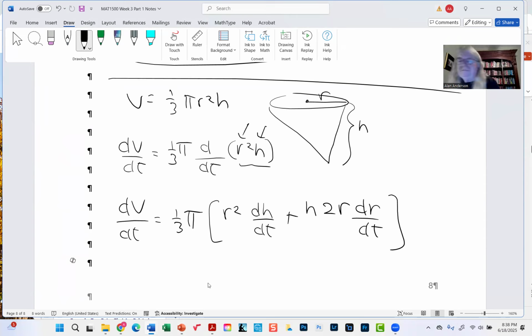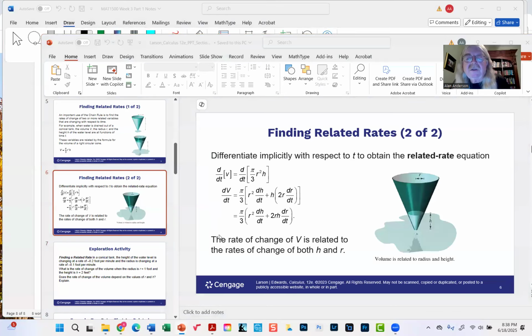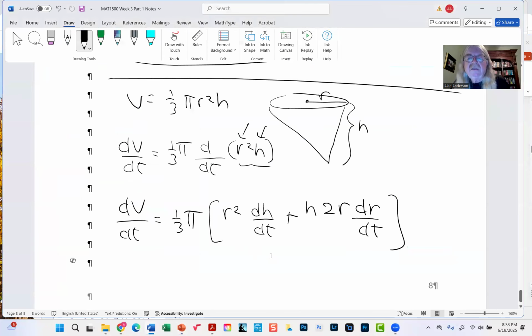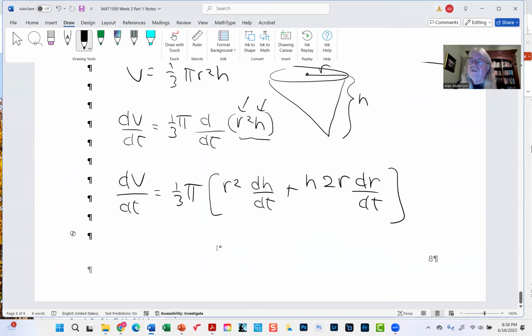Oh, that's it. That's all they wanted us to do. I guess they figure we would need more information to come up with the actual values, but they just want us to see how we can connect the changes in both the radius and the height with respect to time and figure out how quickly the water is spilling out of the cone.